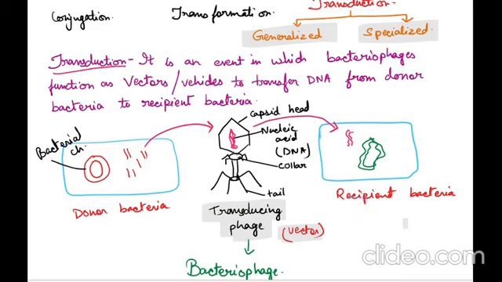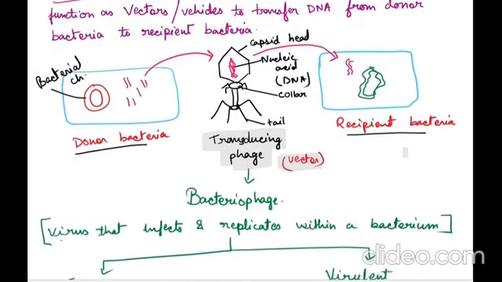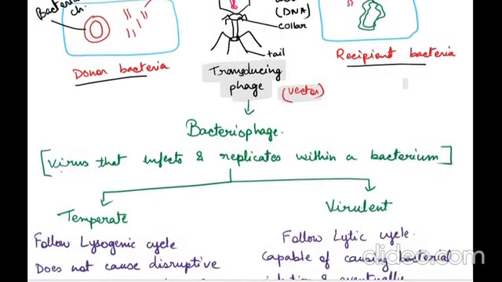Now, what are the different parts within a bacteriophage? It has a capsid head within which there is a nucleic acid or DNA, and then there is a collar and a tail. It will help to take up DNA from a donor bacteria to a recipient bacteria. Now let's talk about the bacteriophage.